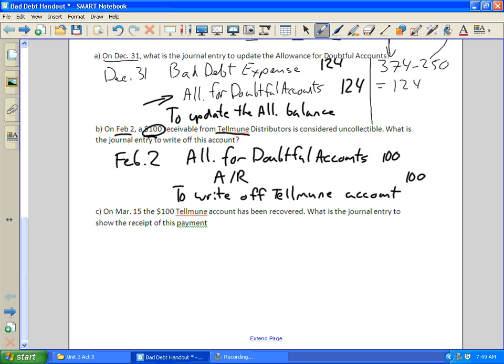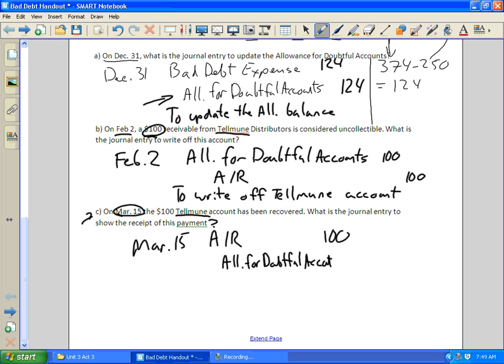Now, just in case, and we always play the devil's advocate in accounting, it can happen. Let's say, for example, and in part C, we're going to explore this, Telmoon calls you up on March the 15th and says, well, wait a second, you know what's happened? I talked to my lawyers, we worked things out, I found some money from my creditors. I can actually pay you that $100 now that you had previously written off. What is the journal entry to show this receipt of payment? Well, on March the 15th, all I want you to do is debit accounts receivable and then credit allowance for doubtful accounts. So you're simply reversing the entry we just made.